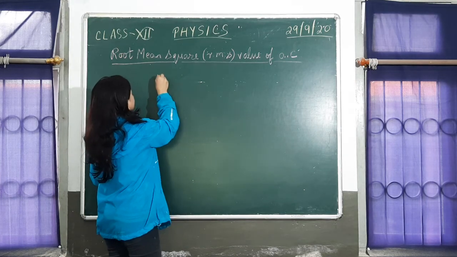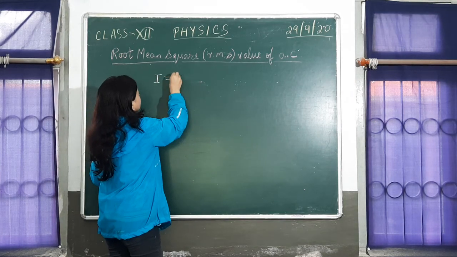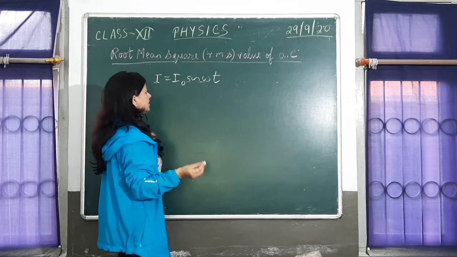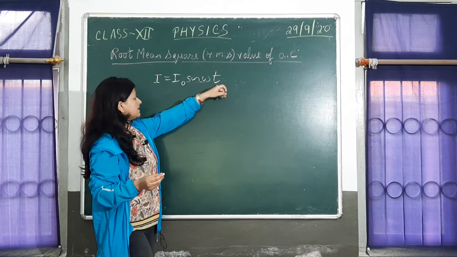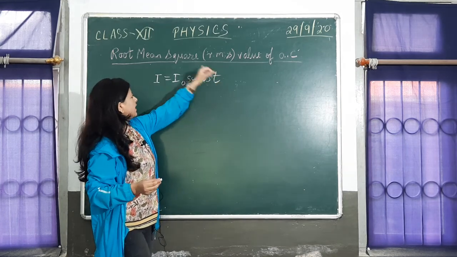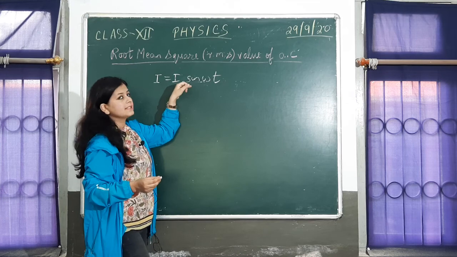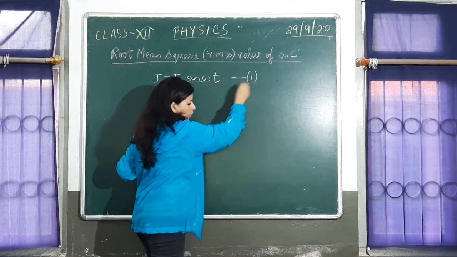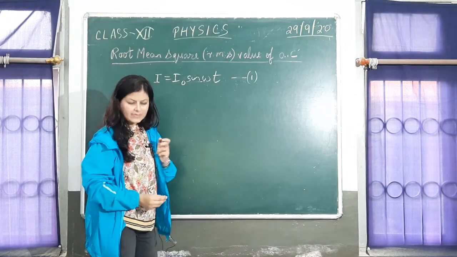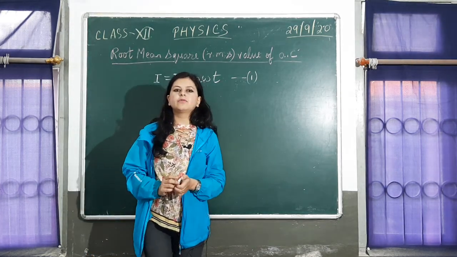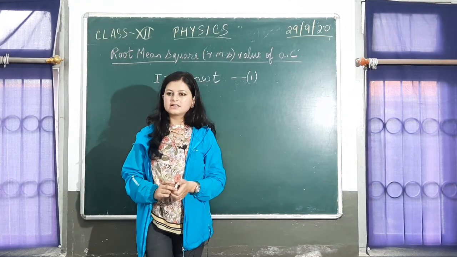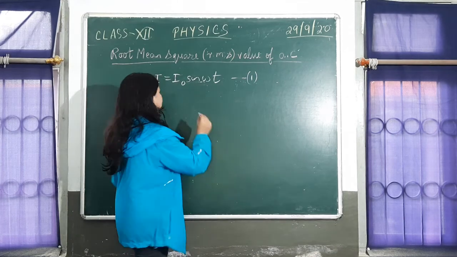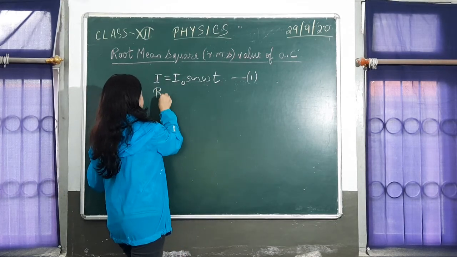Let an alternating current be represented by I = I naught sin omega t, where omega is the angular frequency, t is the instant of time where you are finding the value of I, and I naught is the peak value of current. Let this equation be equation number 1. Then, as we were defining, we take a circuit containing a resistance, and some heat will be generated in the resistance. Let the resistance be R.